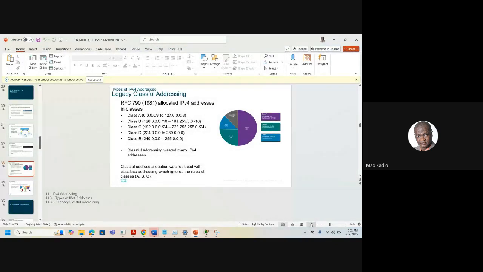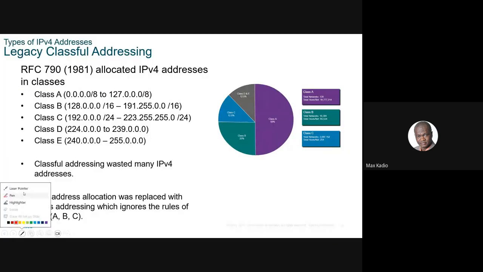So remember again, the range. The IP in my question starts with 200. You can see that 200 falls between 192 and 223. So it belongs to class C. It falls in this range.